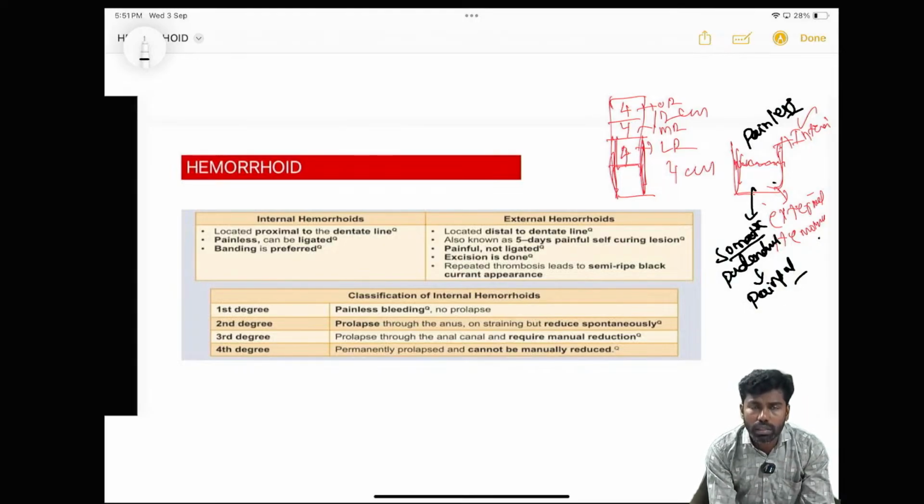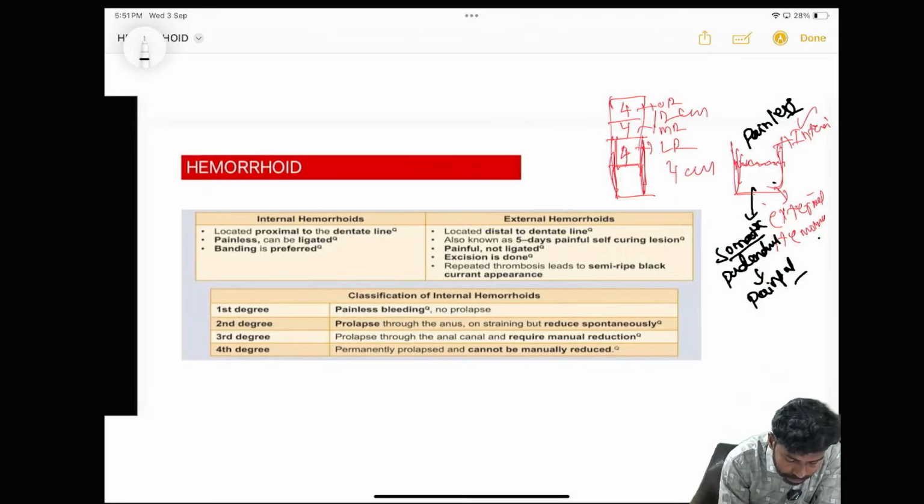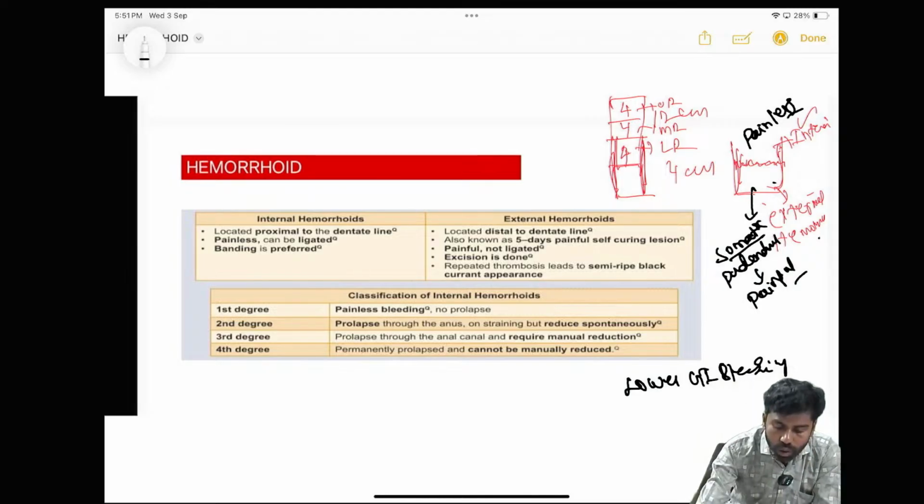The most common cause of lower GI bleeding worldwide. They will ask in MCQ: what is the worldwide cause? The answer is diverticulosis.